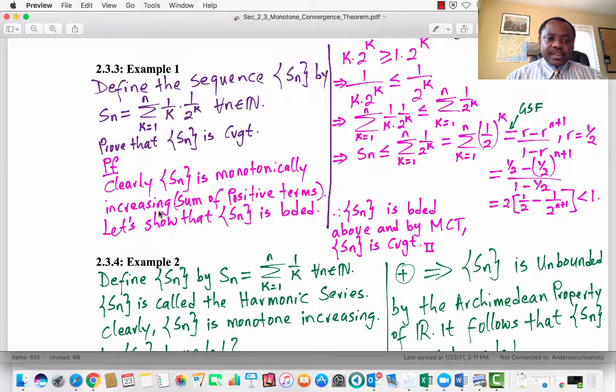Proof. Clearly, Sn is monotonically increasing. We are dealing with the sum of positive terms. Observe that everything here is positive, so we are dealing with the sum of positive terms. Therefore, Sn is monotonically increasing. If I can verify also that Sn is bounded, then I can conclude the convergence of Sn without knowing what the limit of the sequence is.